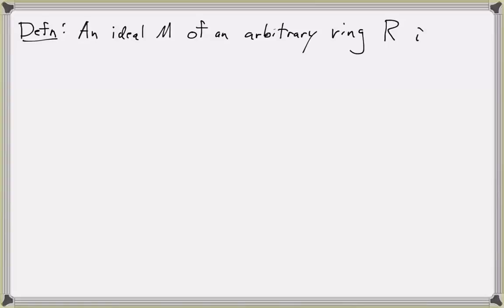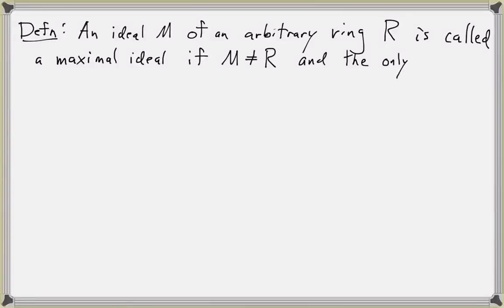We say an ideal M of an arbitrary ring R is called a maximal ideal if M is a proper ideal, so M does not equal R, and the only ideals containing M are M itself and the ring R. So there are no other ideals in between M and R.